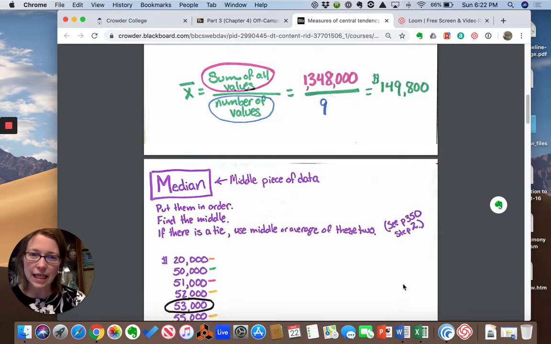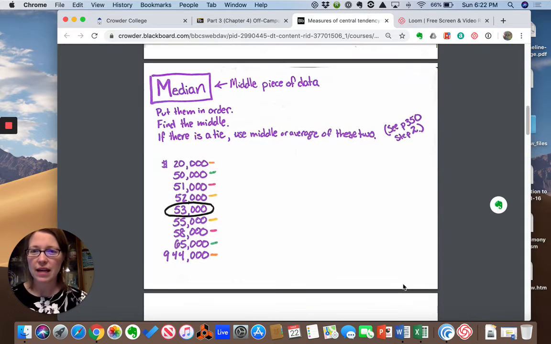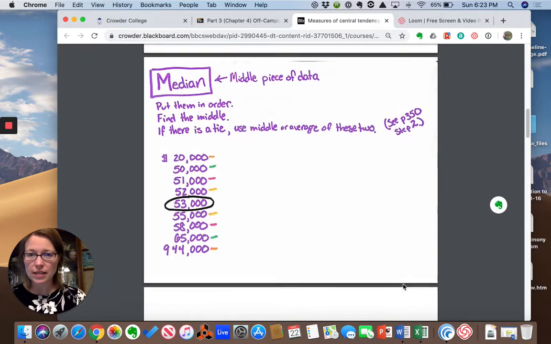The median is the middle piece of data. To find the median, you put them all in order and you find the middle one. So in this case, it is $53,000. One error that we want to make sure we avoid is that we put them all in order, and then find the middle. Don't just take the list of whatever order it happens to be in and find the middle. It's got to be in order from smallest to biggest.